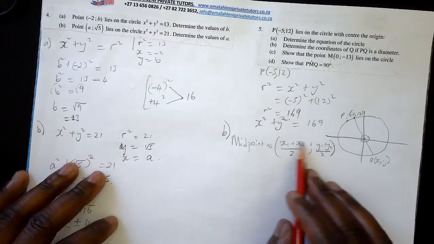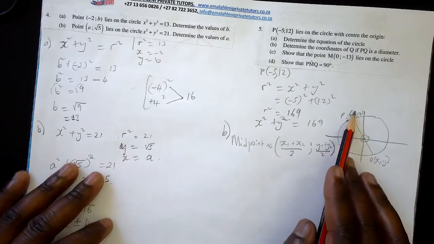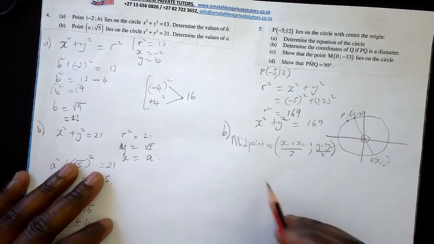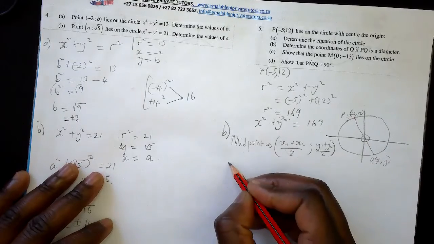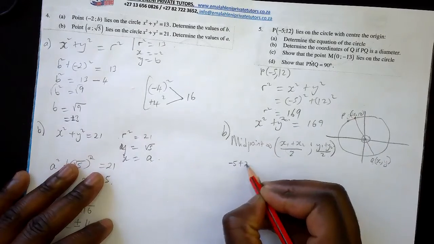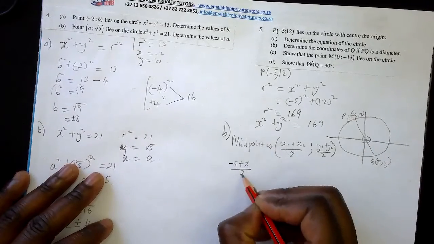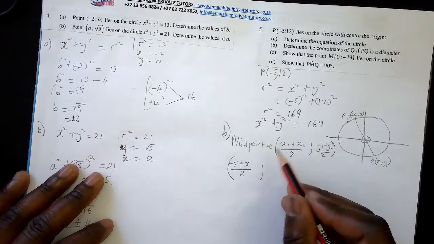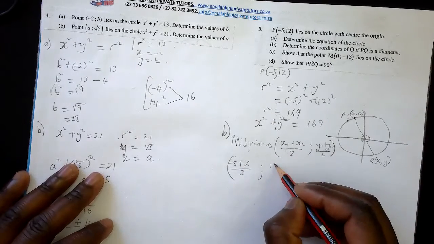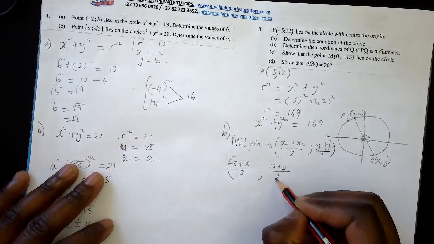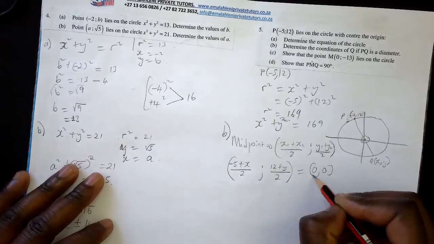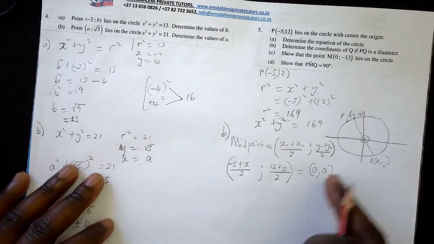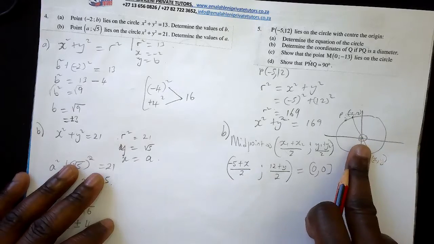Now, in this case, the midpoint is 0, 0. So we're going to say -5 plus X over 2 in bracket, then we have 12 plus Y over 2, and this must give us 0 and 0. That's what we are saying here, because the midpoint is 0, 0.